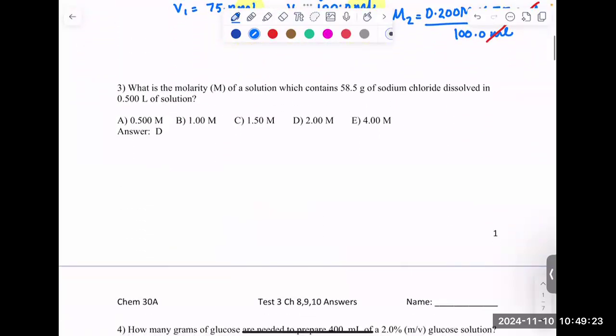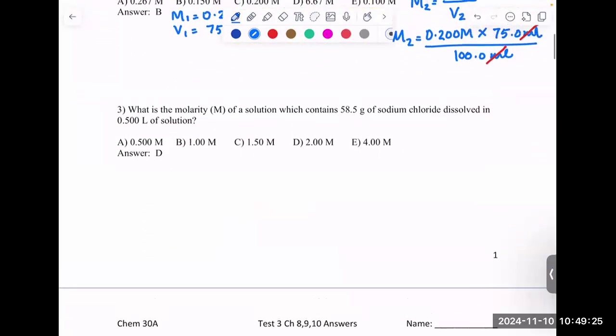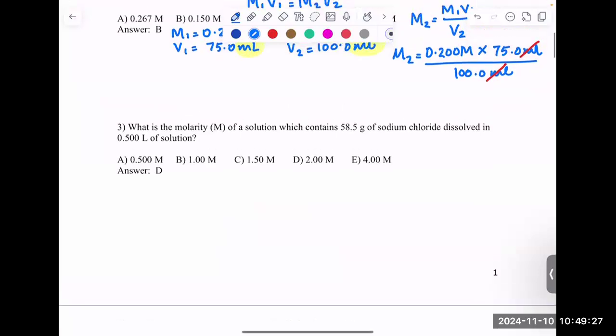Okay. What is the molarity of a solution that contains 85 grams of sodium chloride dissolved in 0.50 liters of the solution? Now here, 58.5 grams per mole of sodium chloride. This is another way of me checking whether you know the formulas or not. So the sodium chloride formula is NaCl.